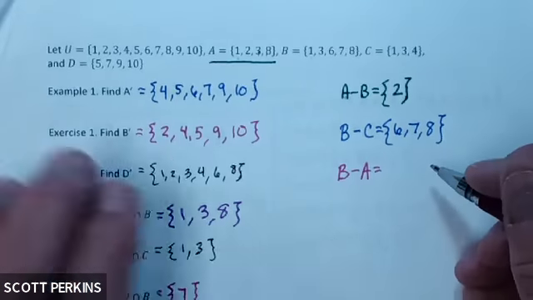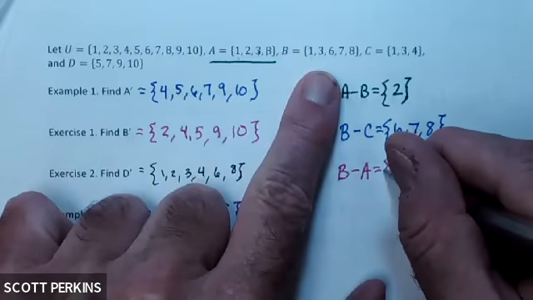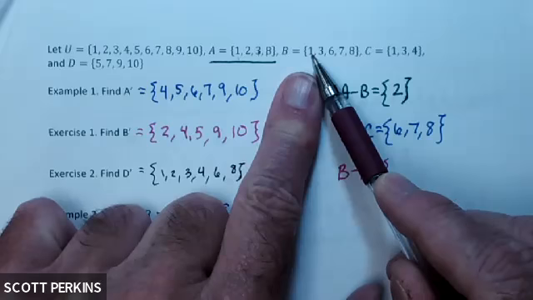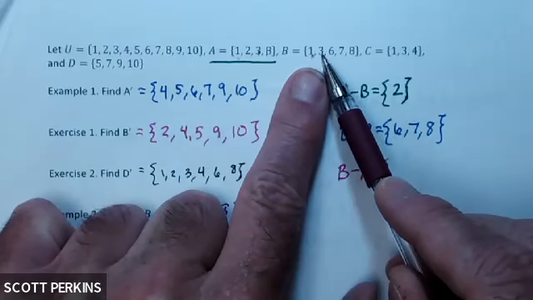All right, set B is 1, 3, 6, 7, 8. We're subtracting A this time, so we're subtracting anything common. So what am I going to do with 1? Do I subtract it or keep it? You subtract it because it's also in A. What do I do with 3? Do I subtract it or keep it? Subtract it, it's also in A.